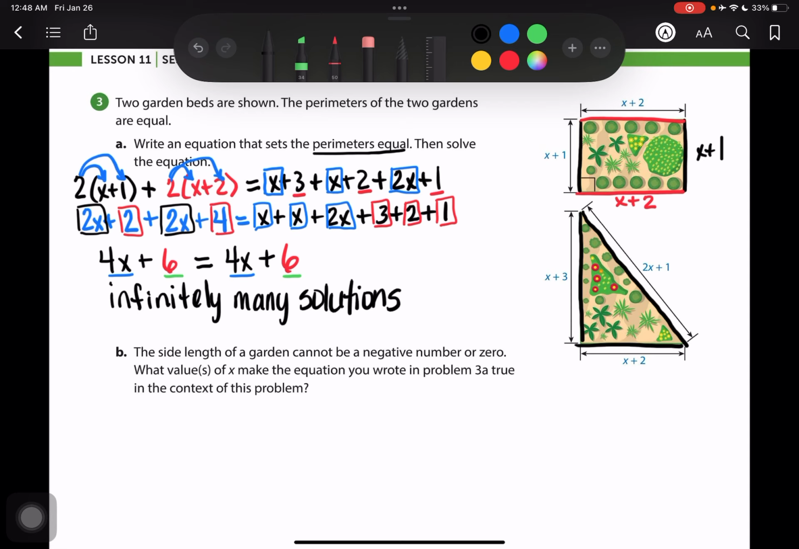Okay. Letter B, 3B. The side length of a garden cannot be a negative number or 0. What value or values of x make the equation you wrote in problem 3A true in the context of the problem? Okay. Now, it says if I'm dealing with measurements, we know that the number cannot be negative. Okay. So it's actually what values of x will make the equation you wrote true. Okay. So I know that it's infinitely many solutions. So x can be any number.